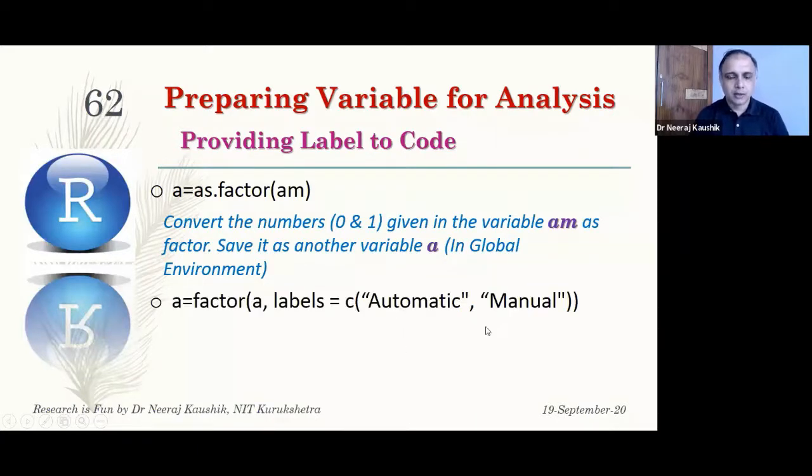Then the next command I have written: A is equal to factor, A, labels. It seems to be a lengthy one. I think this is one of the most complex things in R. If you understand this, the rest are all so simple. It is one of the lengthiest things. See what it says. First thing, A is equal to something.